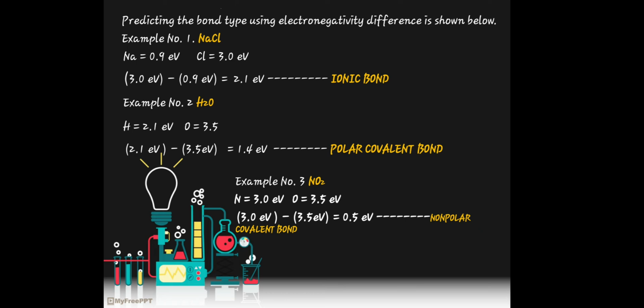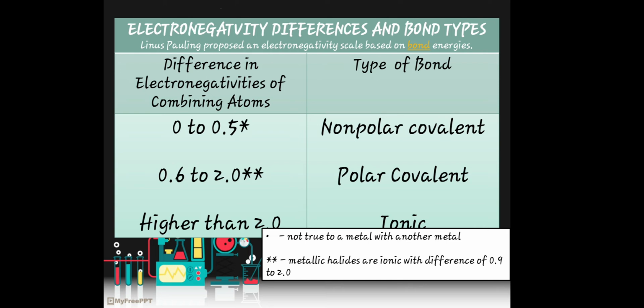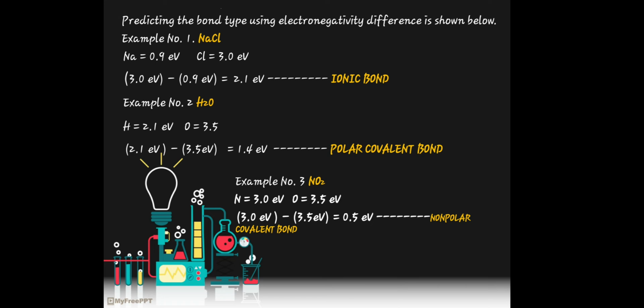So what is the result? It is 2.0 EV, where EV stands for electronegativity value. So meaning to say the compound sodium chloride is an ionic bond. Why? Let's look at this illustration. Higher than 2.0 is ionic bond. Here it is 2.1. So meaning to say sodium chloride is an ionic bond.